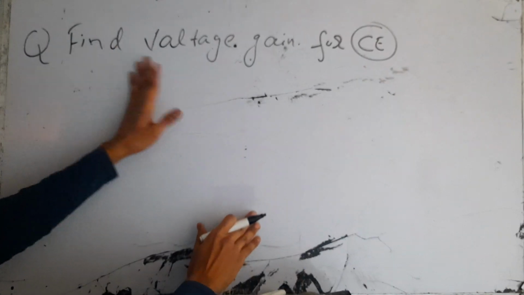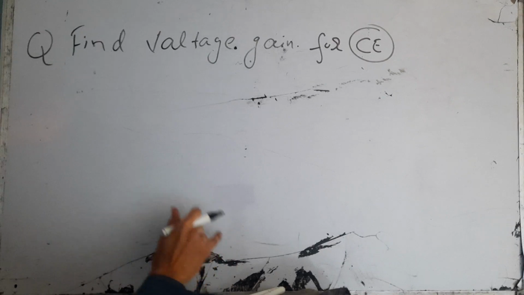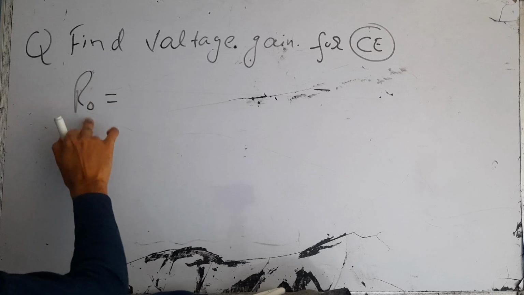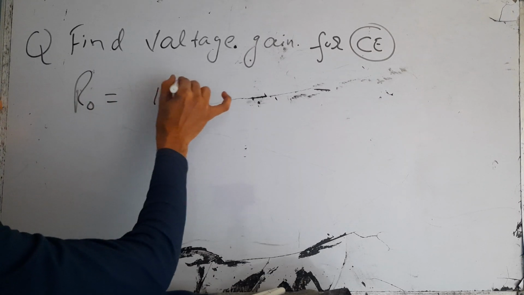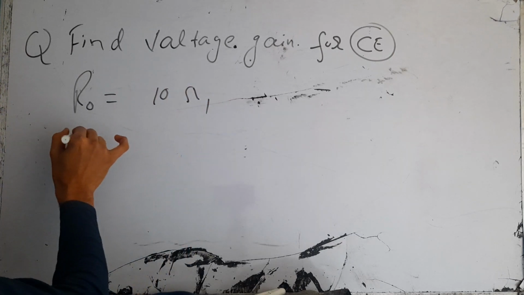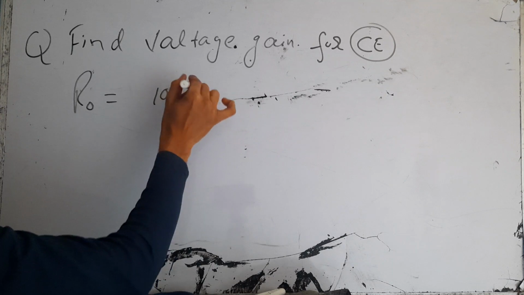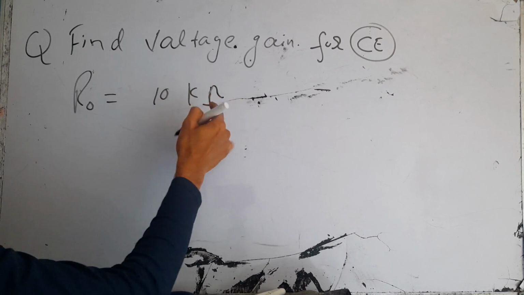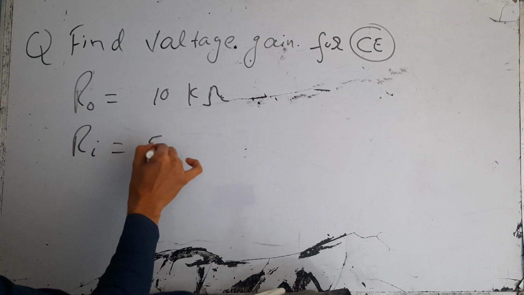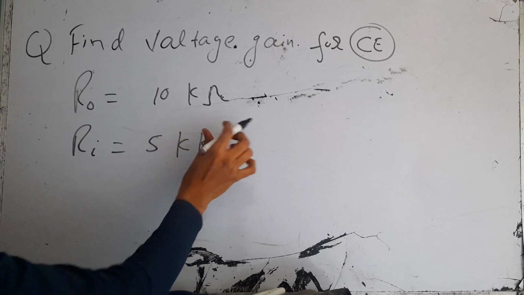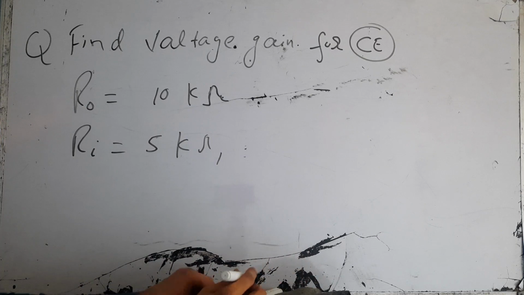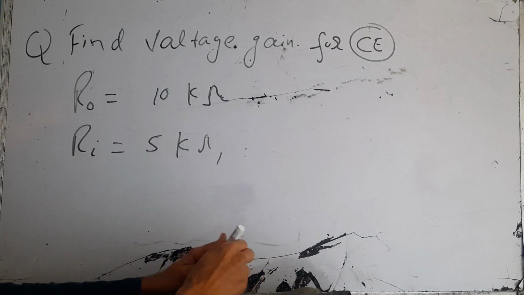So here the question mentions voltage gain for common emitter. Okay, so I'm going to take some data. R naught, the output resistance, I'm going to say is 10 kilo ohm. Ohm is the unit of resistance. Next, the input resistance, I can say is 5 kilo ohm. And for voltage gain you want to find IC and IB.